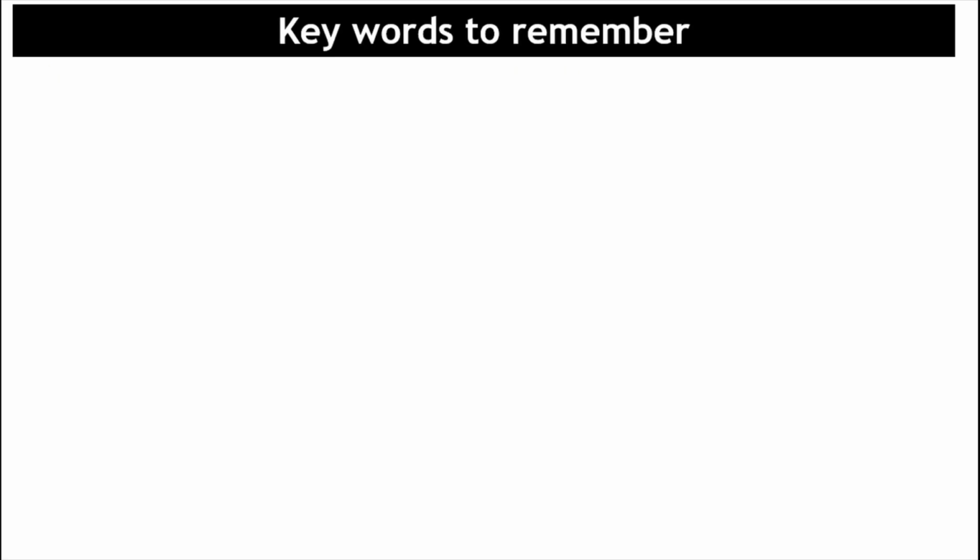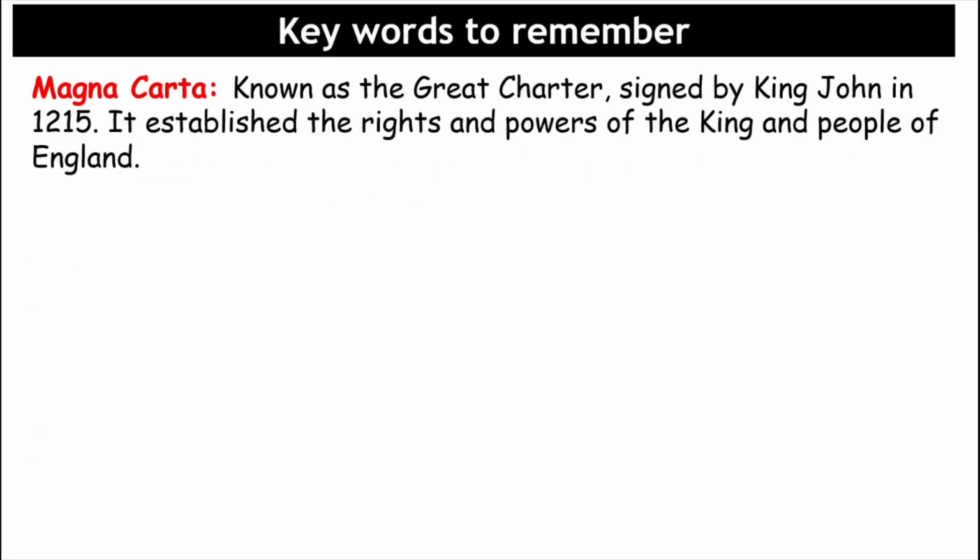So the key words to remember are Magna Carta. The Magna Carta was also known as the Great Charter. It was signed by King John in 1215 and it established the rights and powers of the King and people of England.